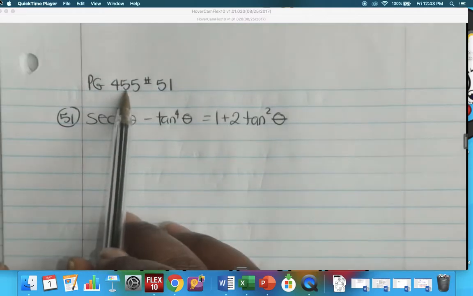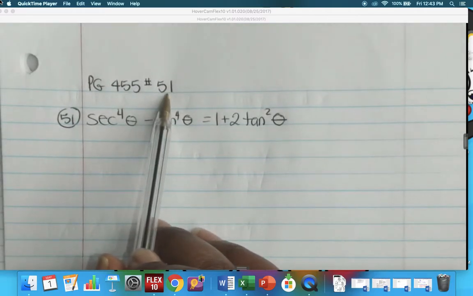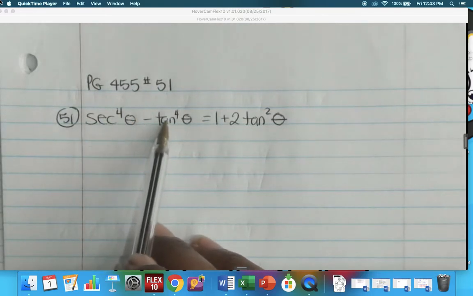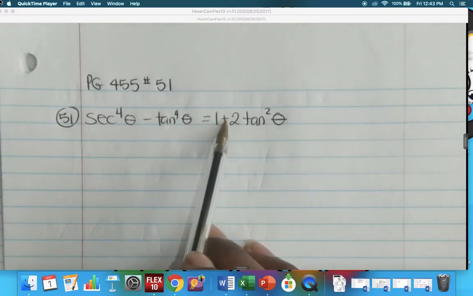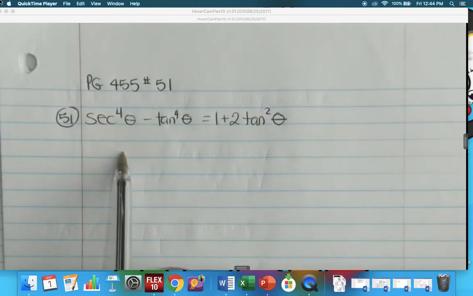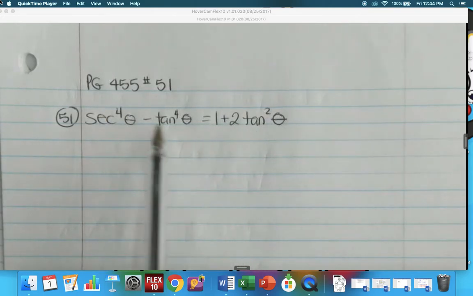Okay, so page 455, number 51. Again, still verifying the identity. This one says secant to the fourth minus tan to the fourth is supposed to equal 1 plus 2 tan squared. So I'm going to work on the left side. Again, there's not much to do on the right side.